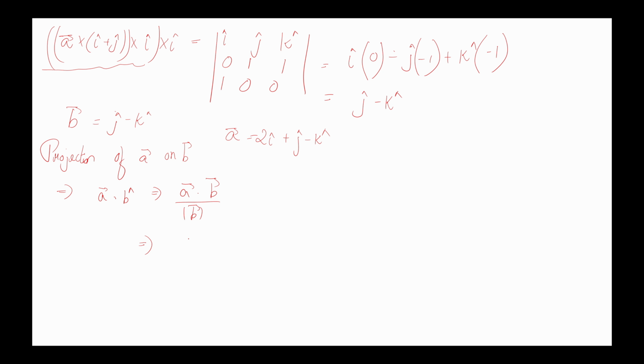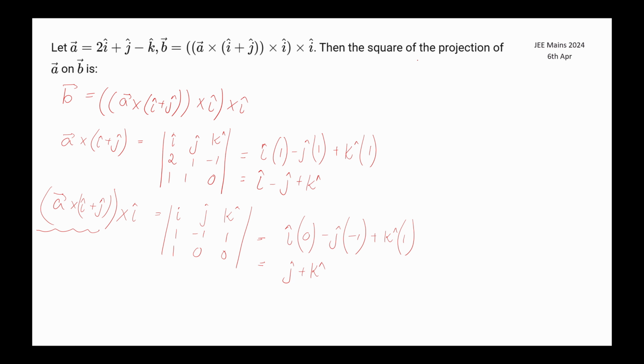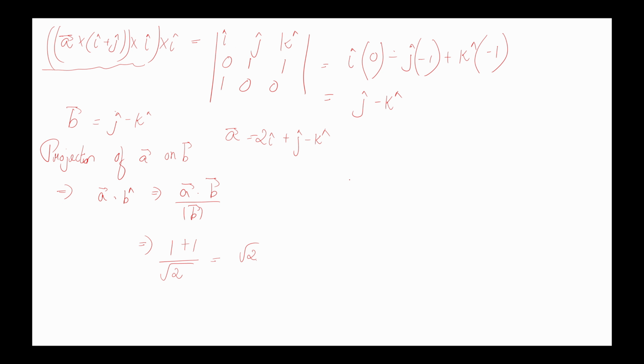Let us do the dot product here. So i cap's coefficient would become 0. From here we would have 1 plus 1 upon modulus of b vector. This becomes root under 2. So from here we get 2 by root 2, which basically is root 2. And they have asked us to find out the square of projection. So the square of projection would be root 2 whole square, which can be written as 2. So this becomes our answer.